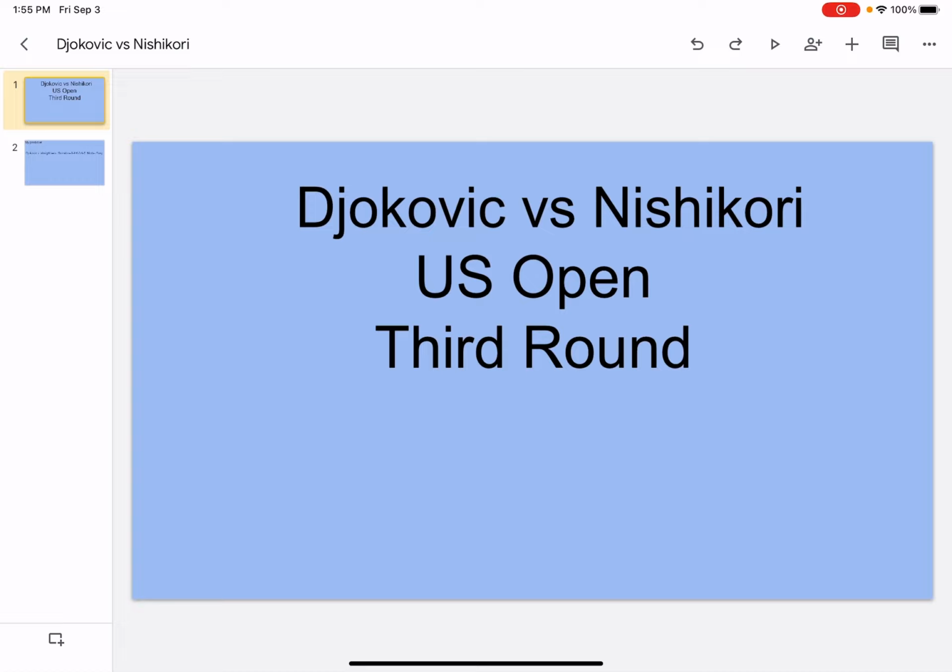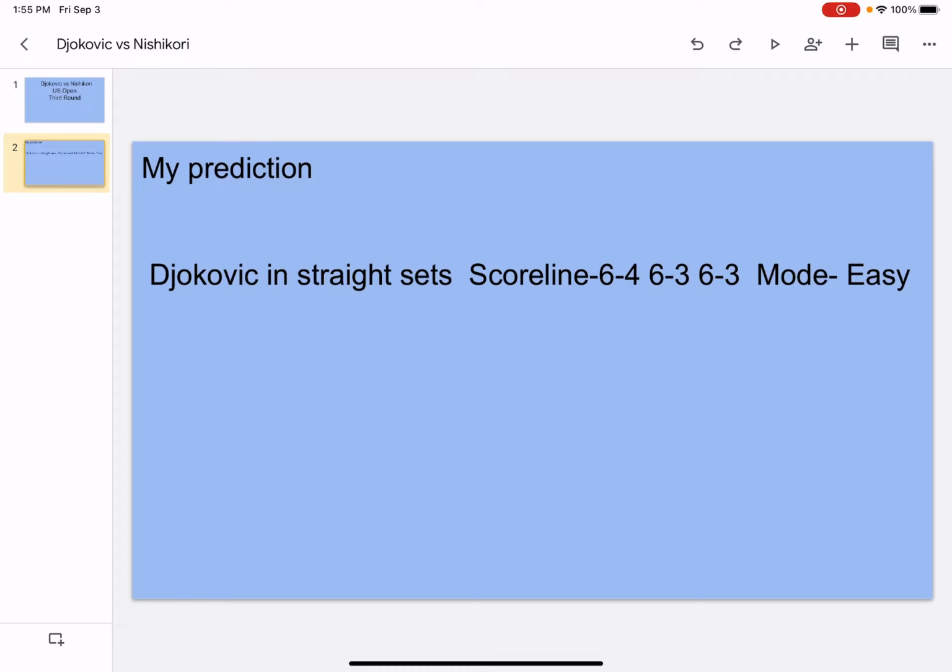So today I'm going to bring Djokovic versus Nishikori, US Open third round, so let's get right into it. My prediction: Djokovic in straight sets, 6-4, 6-3, 6-3, easy. He should easily cruise through this one, and you guys might be like, bro, he dropped a set to what's that guy's name? Rune. He dropped a set to Rune.